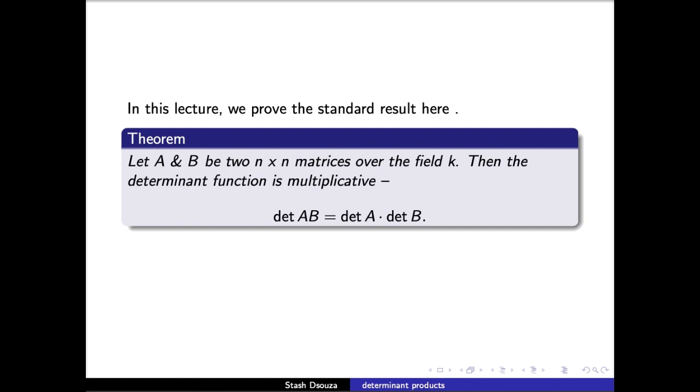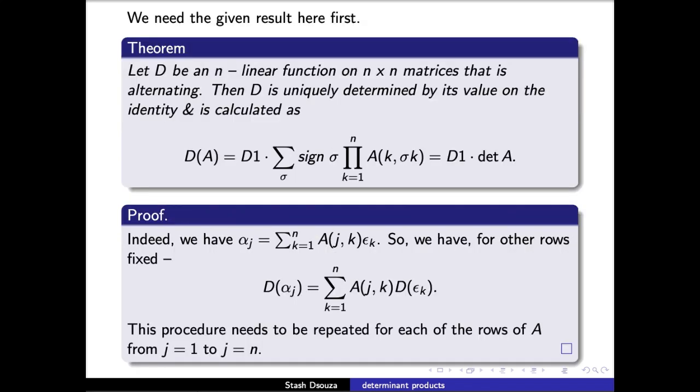So we prove the standard result here. Let A and B be two n by n matrices over the field K. Then the determinant function is multiplicative. So that can be written as determinant of AB is equal to the product of determinant A times determinant B. We need the given result here first.